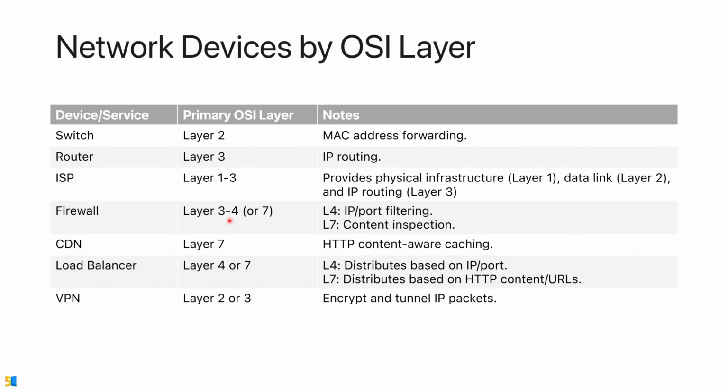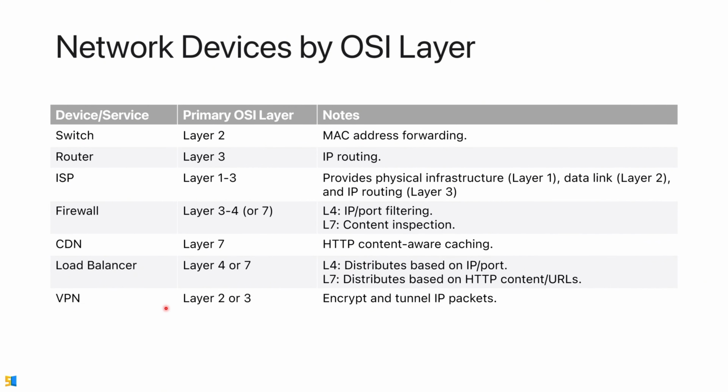service. But in a modern firewall, they can filter based on the content, so it needs to inspect the content. So it will be a layer 7 service in that case. How about CDN? Yeah, CDN is layer 7 because it's content-aware caching. Load balancers, right? If we need to load balance only based on IP and port, it will be layer 4. But if we need to distribute the load based on the content or the URLs, it will be a layer 7 application service.